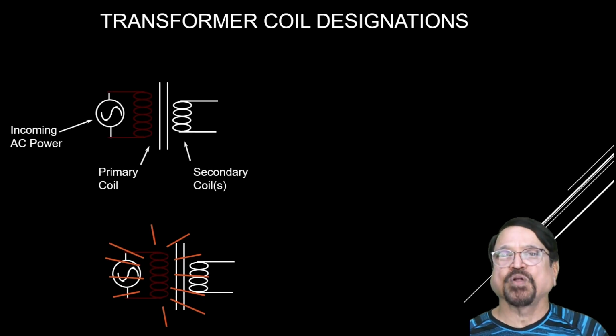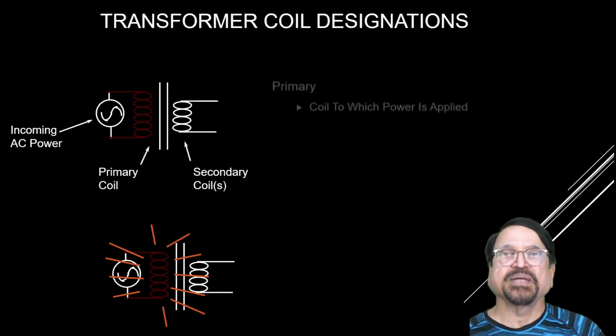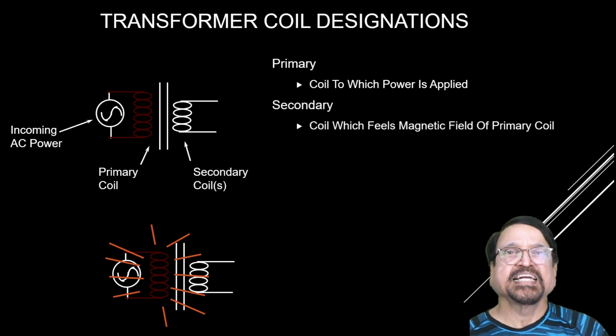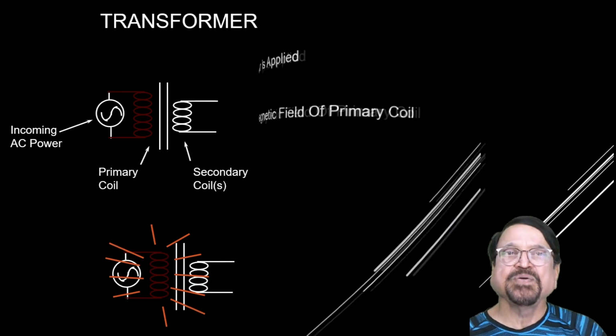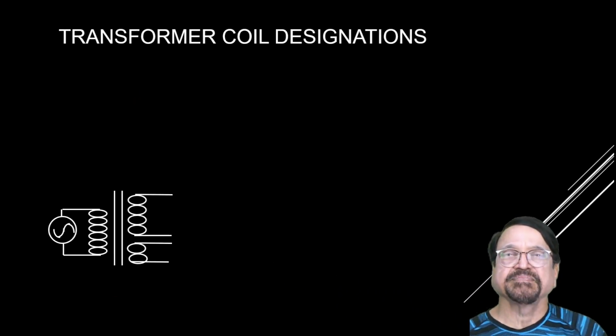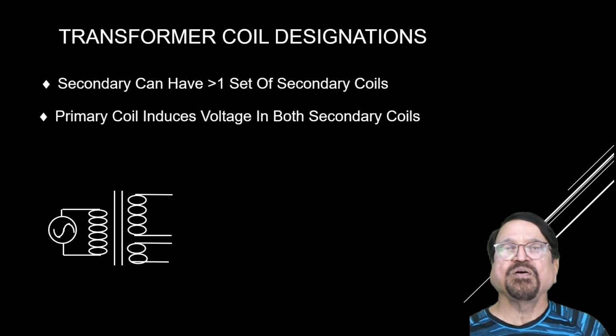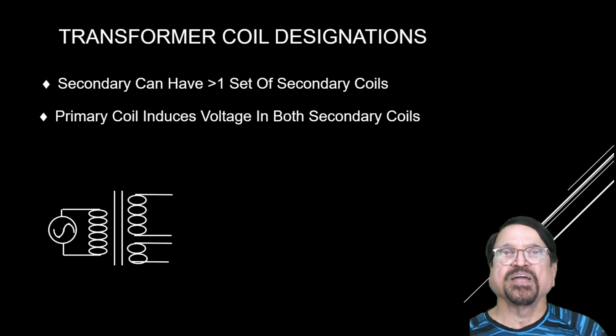These are two types of transformer I am showing you to give you different ideas. How the incoming AC goes to the primary coil, you get the secondary coil, and you get the final effect. Primary coil is where the power is applied; secondary coil is where the magnetic field of the primary coil reaches, and there you attach the application. Secondary can have one set of secondary coil. Primary coil induces voltage in both secondary coils.